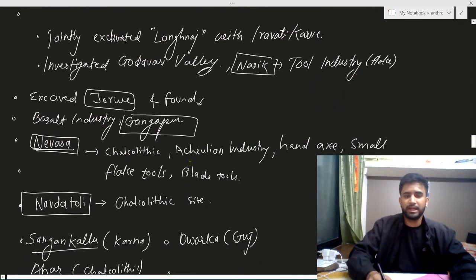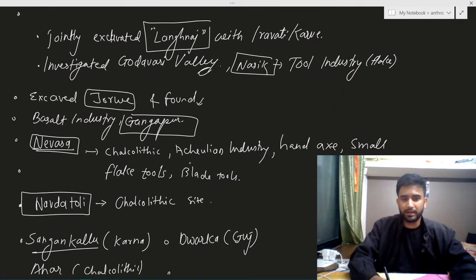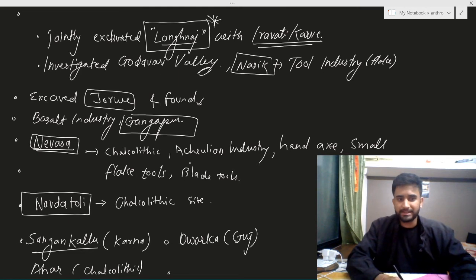Now he jointly excavated the site of Langhnaj. You are going to mark this thing Langhnaj, and write it at the end, because there will be a separate question on this topic called Langhnaj with Iravati Karve. Next, he investigated the Godavari Valley. He also conducted studies at Nasik and found a flake tool industry.